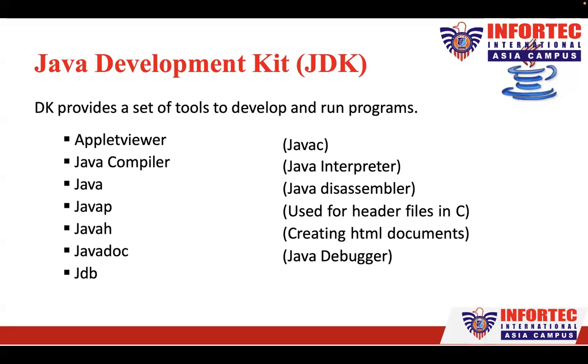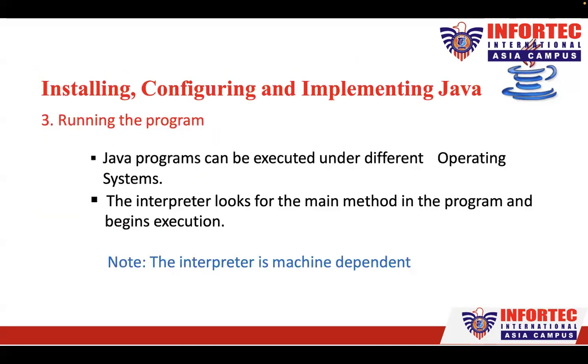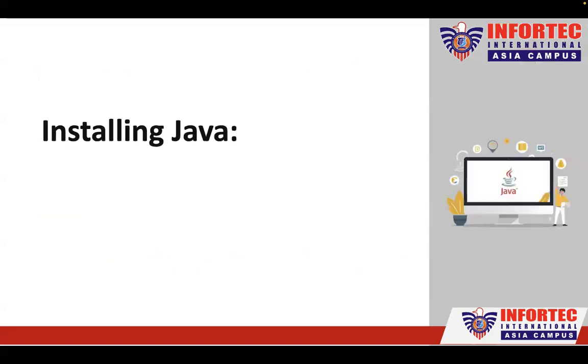So a collection of folders we call as Java Development Kit. So these are a few things available in Java Development Kit. We have Applet Viewer, we have Java Compiler, then we have Java, Javadoc, all these things available in this JDK environment. So this is how we do the installation and running and everything.